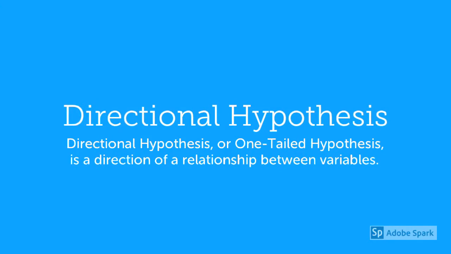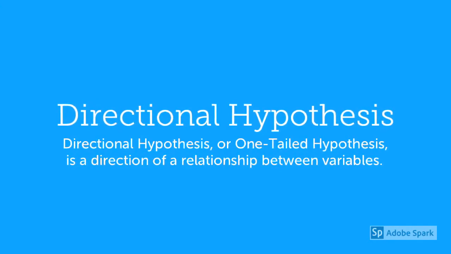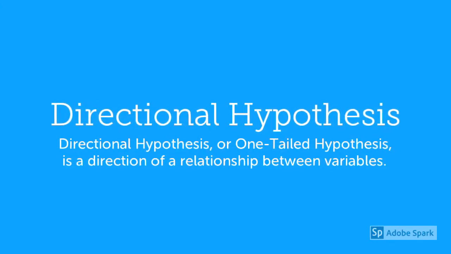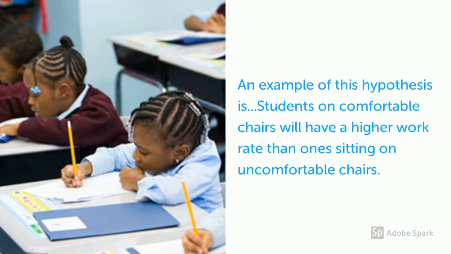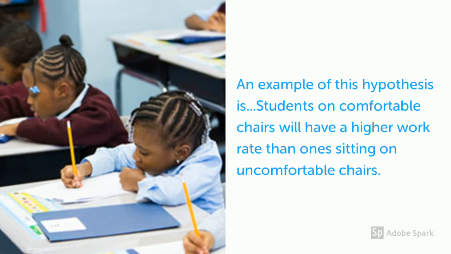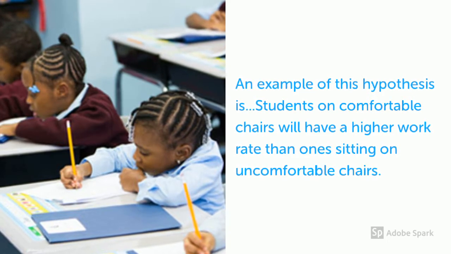Directional hypothesis. Directional hypothesis, or one-tail hypothesis, is a direction of a relationship between variables. An example of this hypothesis is students on comfortable chairs will have a higher work rate than ones sitting on uncomfortable chairs.